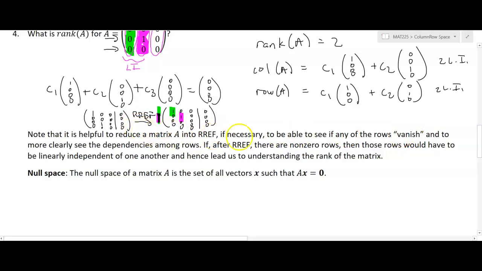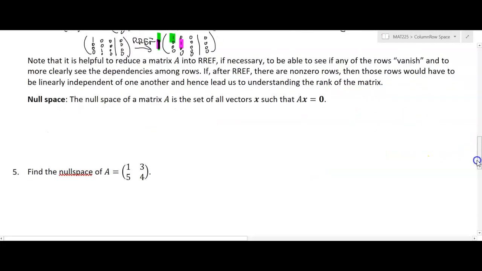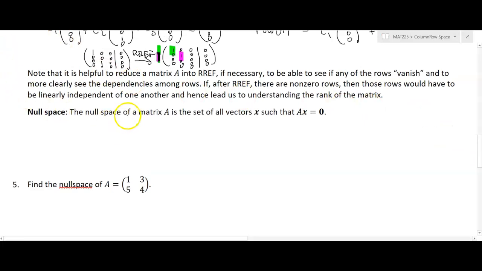So we described that it's helpful to use this reduced row echelon form to determine the columns that are linearly independent. We can move on to one more definition here. It's called null space, and the null space of a matrix A is a set of all vectors x such that Ax equals 0.